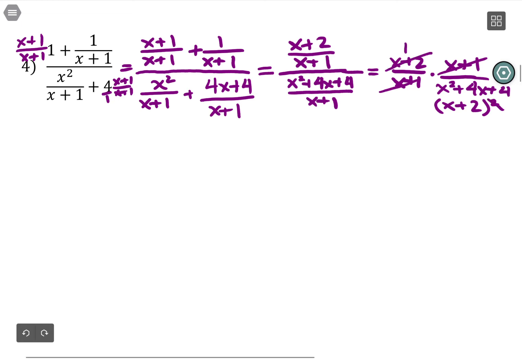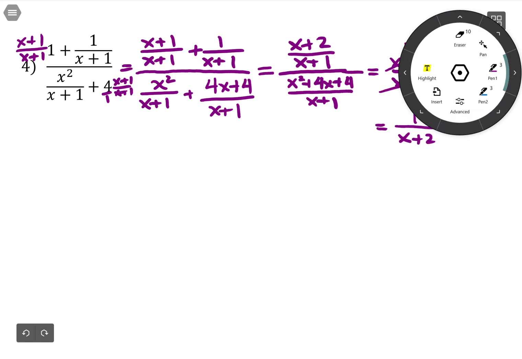Remember that when you do that, there's still a 1. So it's not that everything is gone and the x plus 2 moves up. The x plus 2 is still in the denominator. Let me cross that one out for myself too. And now there's only a 1 left in the top. Okay, so that's method number 1.